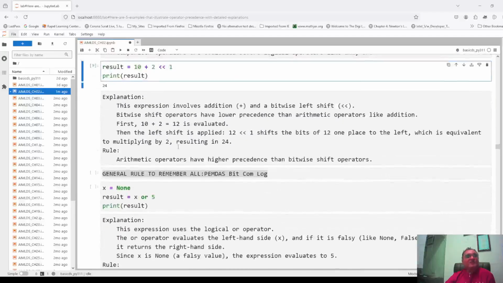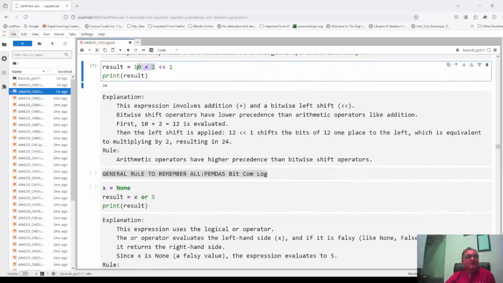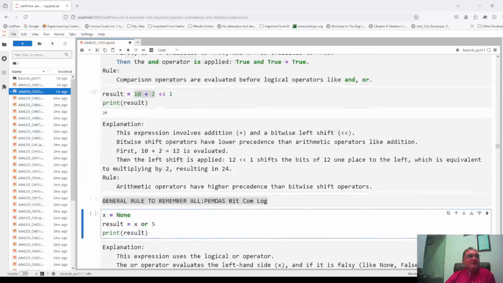Left shift by 1 is always multiplying by 2 in the decimal system. So 12 will be multiplied by 2. So it will be 24. Okay, and we checked also.